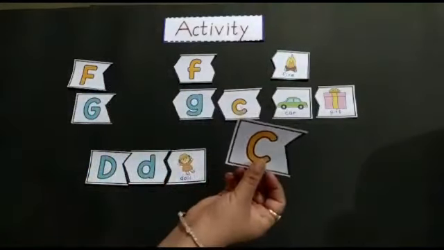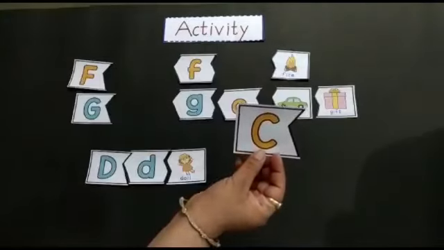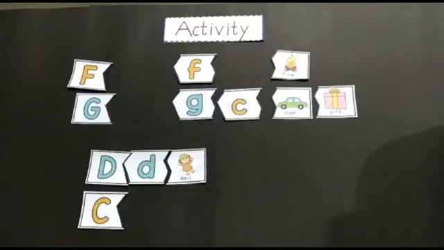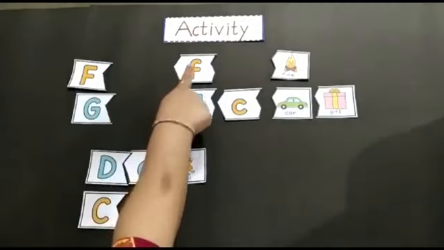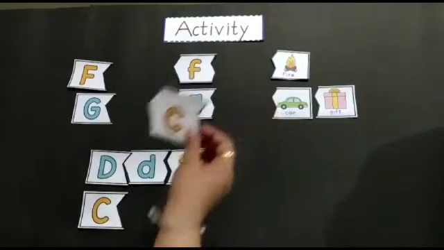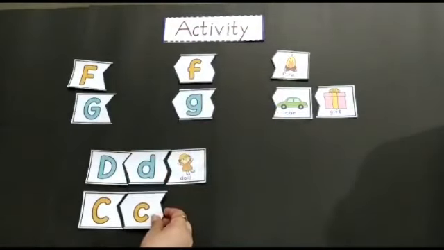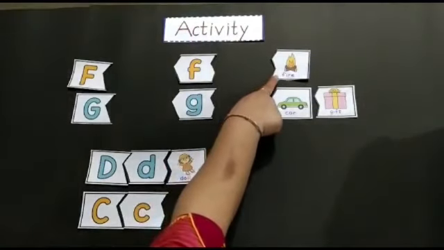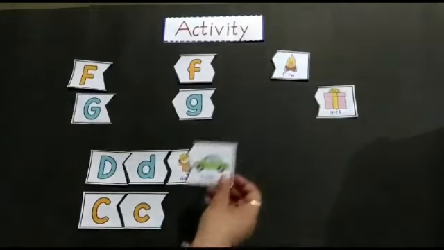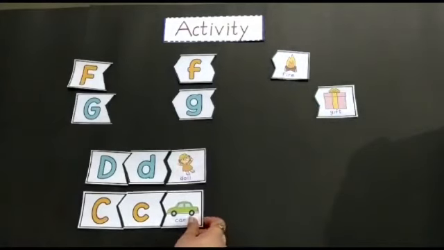Which alphabet is this? This is capital C. Let us put it over here and let us find small c. Here it is. This is small c. So let us match it with capital C, right? Very good. Now C for fire? No. C for car? Yes. So let us match it with C. Capital C, small c, and C for car.